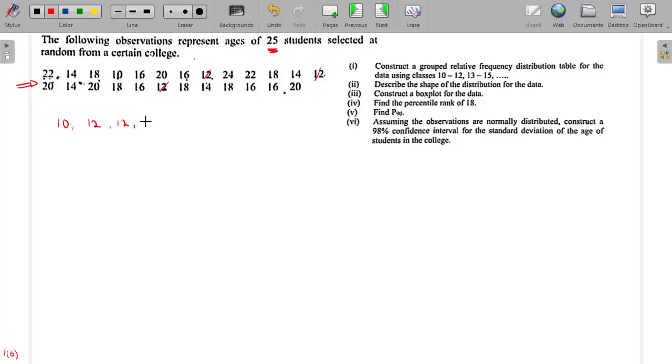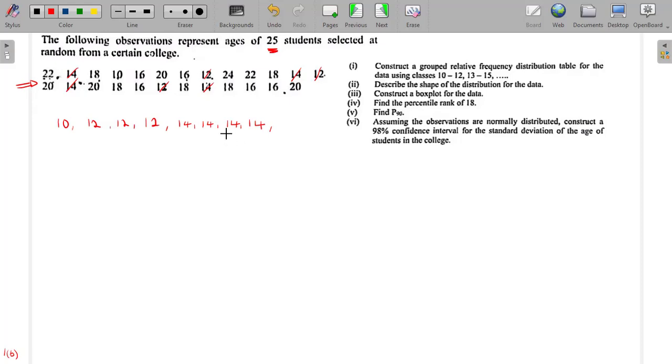Okay, 12 and 12. Okay, from 12, the next number that I can see is 14. Do I also have multiple 14s? I think so. So 14s, I have 1, 2, okay, 3, 4. So I'm going to write the 4 14s here. Okay, and then from there, we go to the 16.